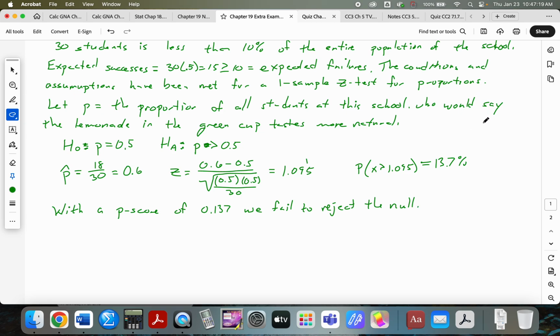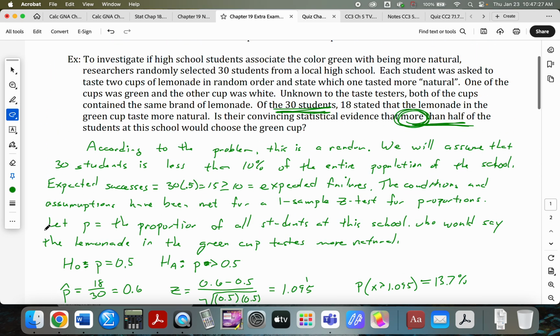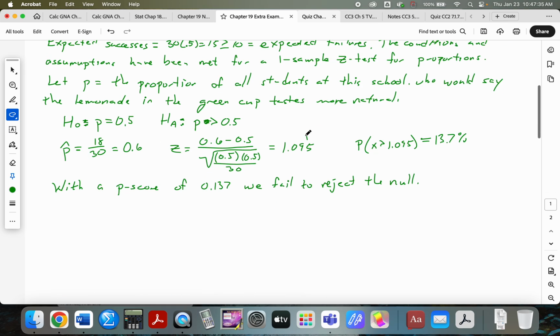And then talk about their assertion. So, you didn't change my mind, right? The question was, is there convincing statistical evidence that more than half of the students in this group would choose the green cup? No. And here's where you get to actually just parrot. There is not statistically significant evidence.